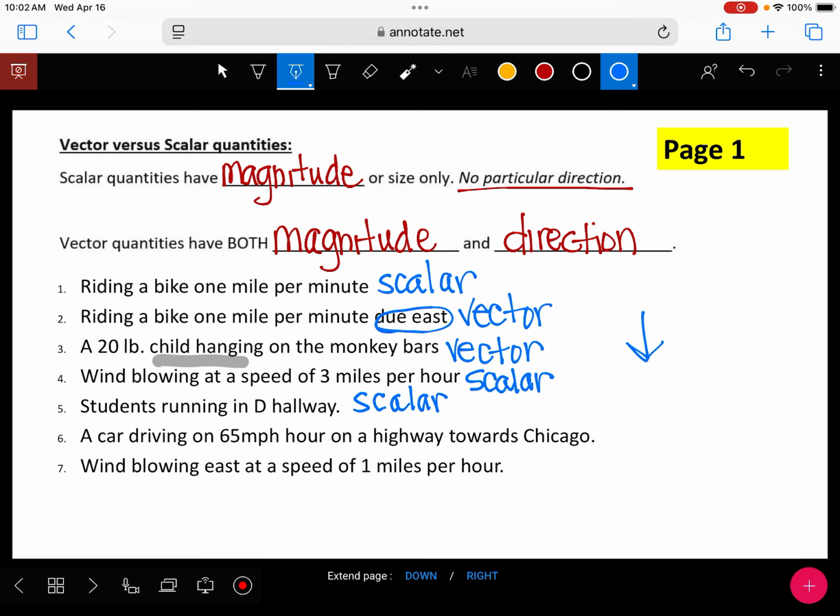Number 6, a car driving 65 miles per hour on a highway toward Chicago. Take a guess. If you said scalar, you are right. Because I didn't say if we were driving to Chicago from Indianapolis, from Michigan, from Arizona, from California. We don't know what direction we're coming from. We just know we're driving toward Chicago. We don't have a direction. We only have a magnitude. Number 7, wind blowing east, that's my key word, at a speed of 1 mile per hour. We have a direction, so that would be a vector.